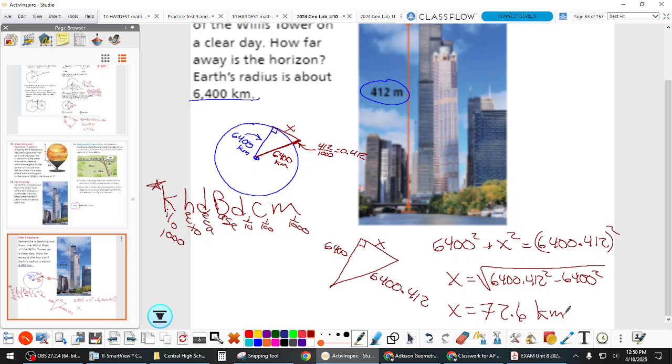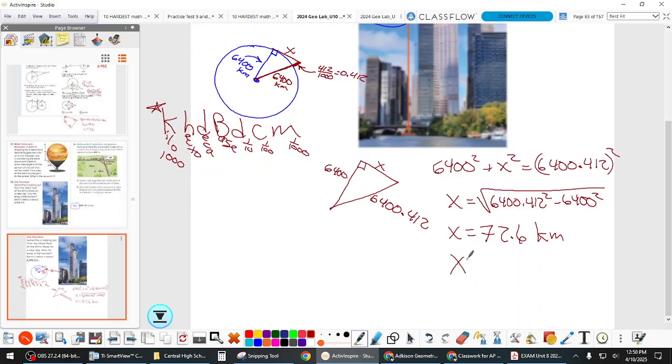So in miles, how many is that? Anybody know how to convert kilometers to miles? Take your calculator and multiply that by 0.62. It's 45.012. Okay, we'll just call it 45. So it's about 45 miles away, which is pretty far, right?